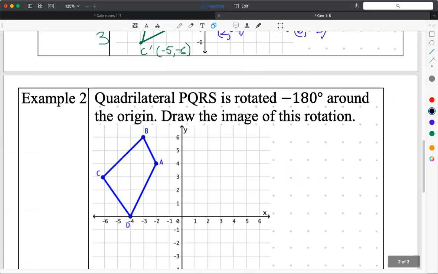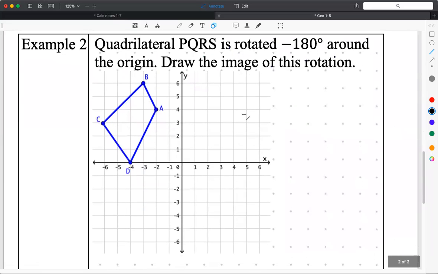And it's a quadrilateral, which is not that much different except you have to do this 4 times instead of 3 times. And this one is a little bit different because it's -180 degrees, which means I'm going 2 rotations. And you have to think clockwise or counterclockwise again. I'll let you go and copy this down and then we'll start recording.